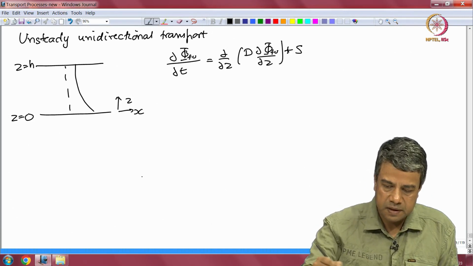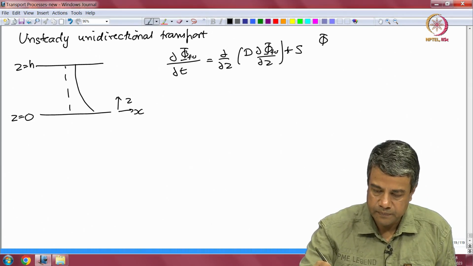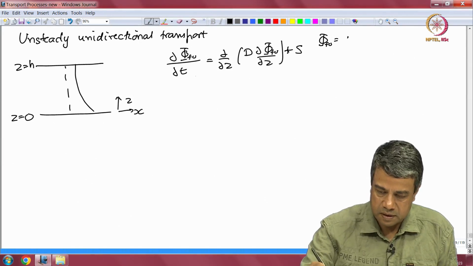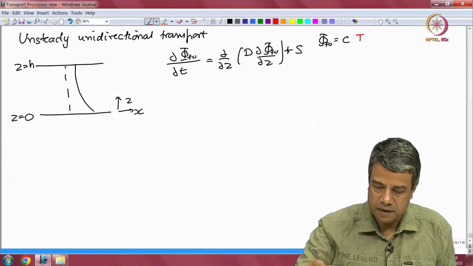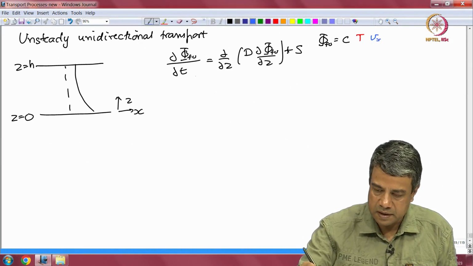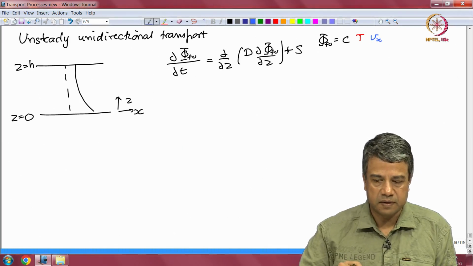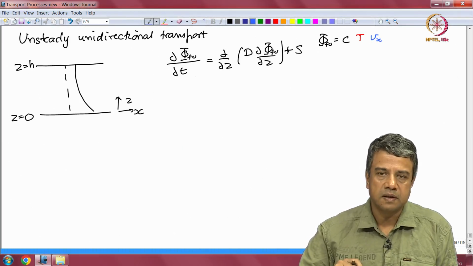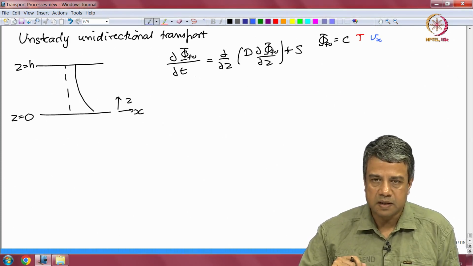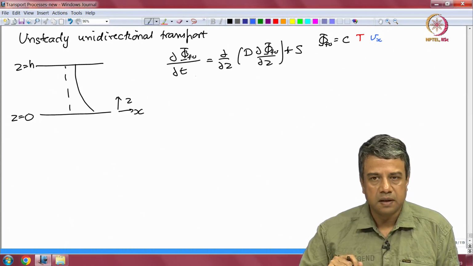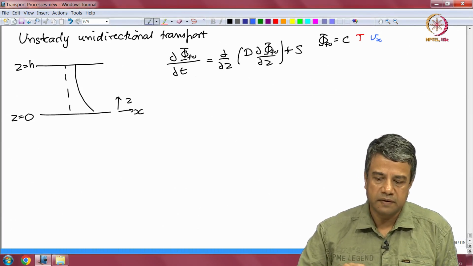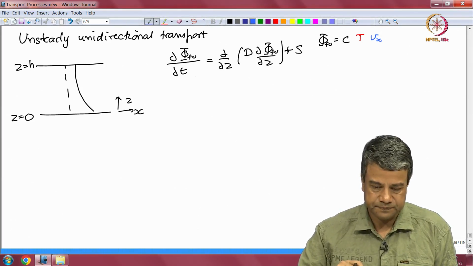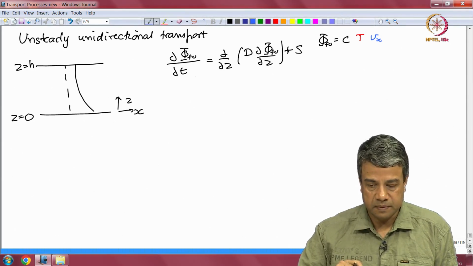where the field variable is equal to the concentration for mass transfer, the temperature for heat transfer or the velocity in the x direction for momentum transfer. Note that for momentum transfer, the equation is written for the x momentum. Momentum in general has three components, it is a vector. In this particular case, we will consider flow in the x direction and velocity variation in the z direction. Okay. So, those are the field variables.